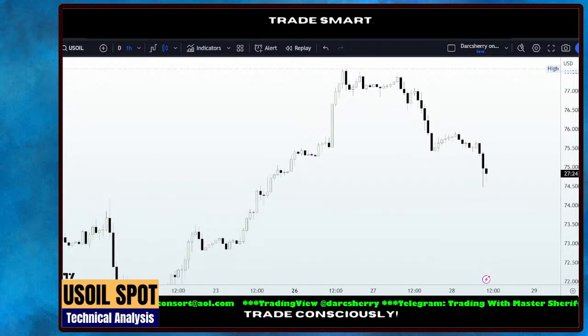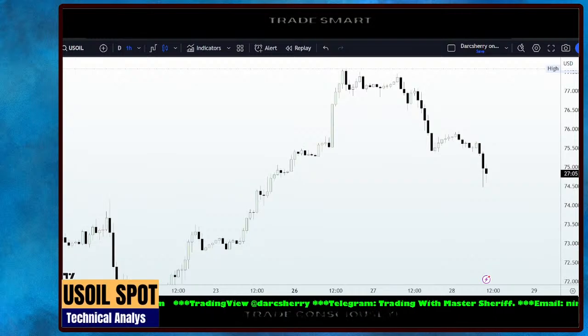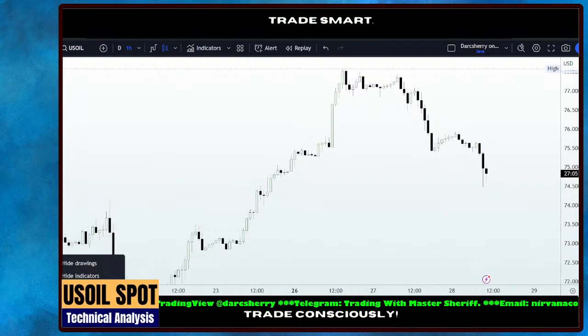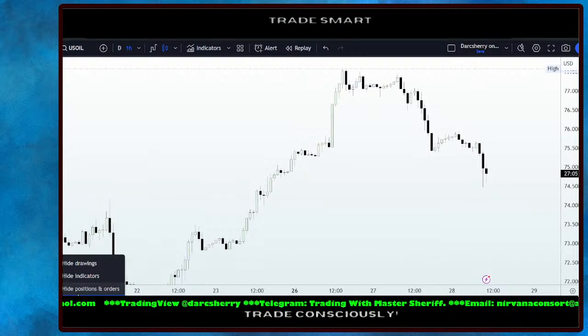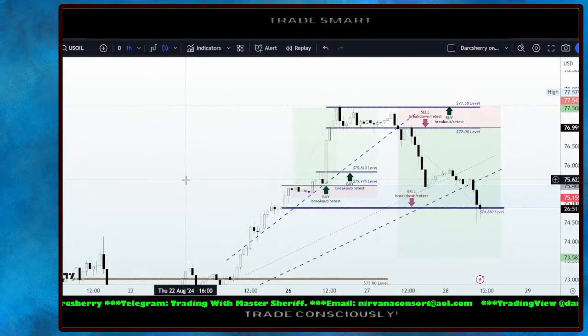Now, the first asset we will be looking at today, as always, is going to be the USOILSPOT. And of course, on the USOILSPOT, we've had a phenomenally good week. We are running with over 500 pips in profit from all positions.